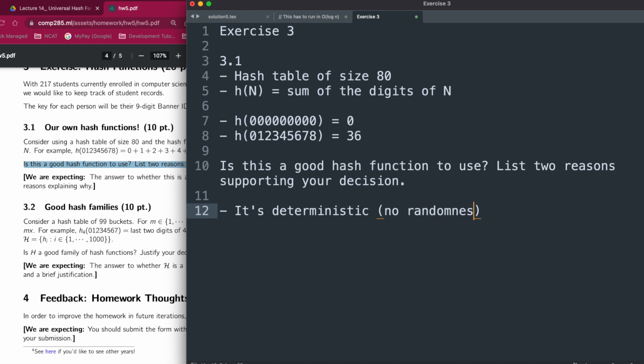No randomness. So basically, your adversary can create inputs to the hash function that all hash to the same thing. What does it mean to hash to the same thing? That means that the sum of the digits is the same, right?